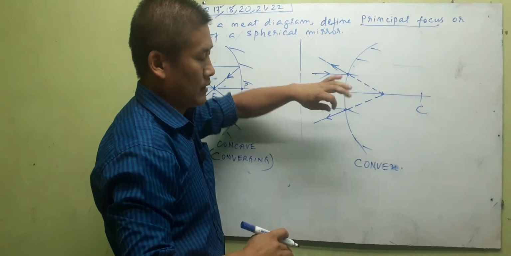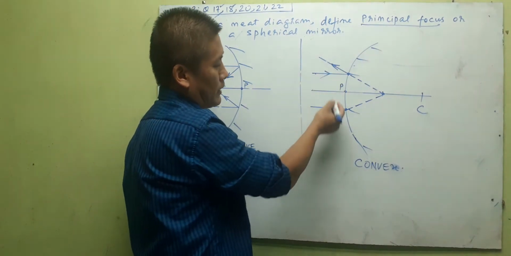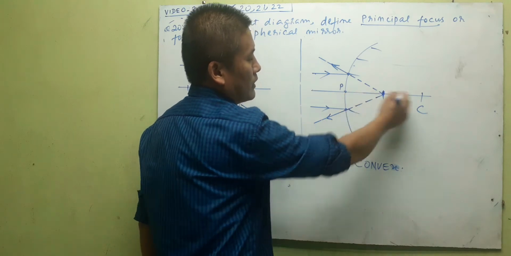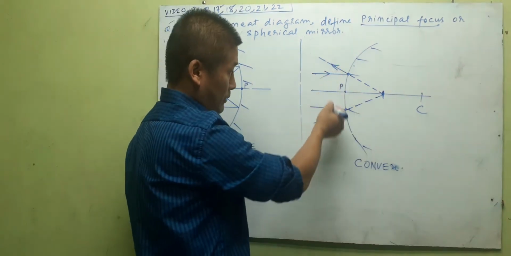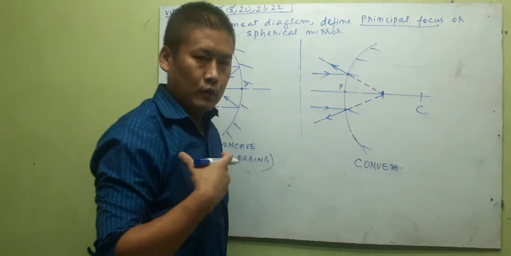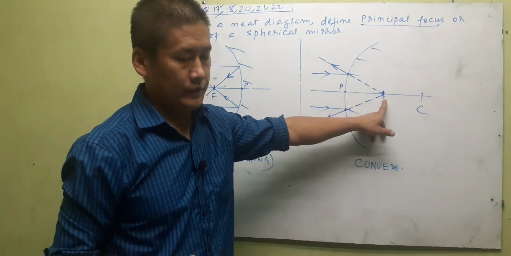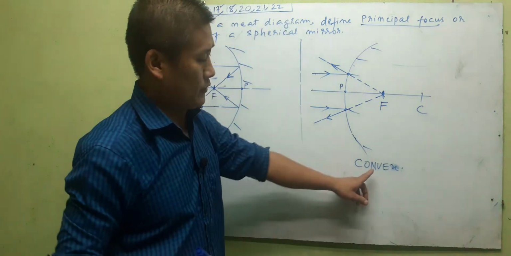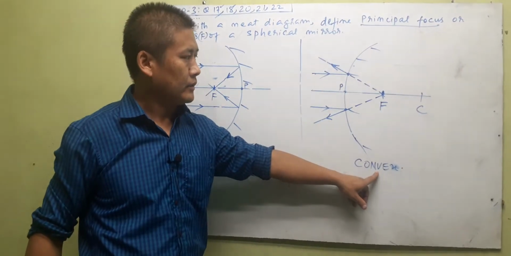See, these two rays look as if, I said as if, they're coming from the same point on the principal axis. Are they coming from here? No, they just look as if they're coming from this point. That as if point is called the principal focus of a convex mirror.